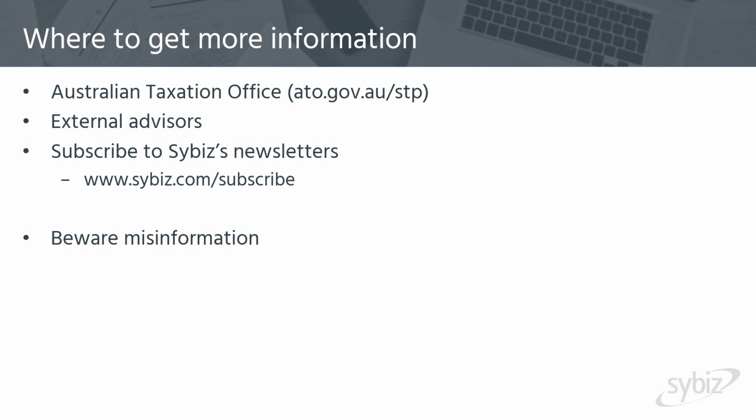People don't quite know what it is they're talking about. So do check those things. If you do receive contradictory information or you get information from an unreliable source, then please check that with the Australian Taxation Office or your external advisors.